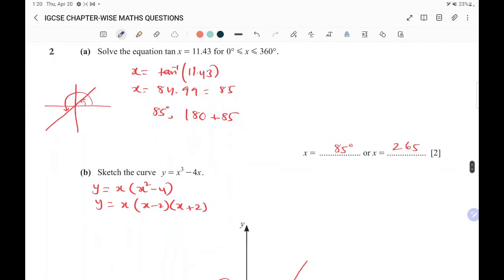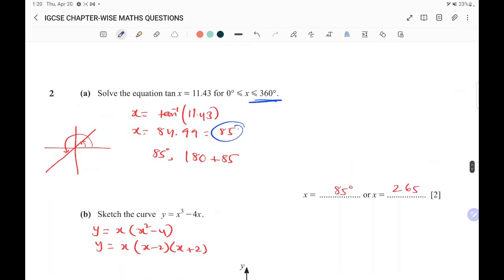Okay, next question. Solve the equation tan x = 11.43. So x is tan inverse 11.43. x is 84.99, which is 85 degrees. But the range is 0 to 360 degrees, right? So tan is positive.